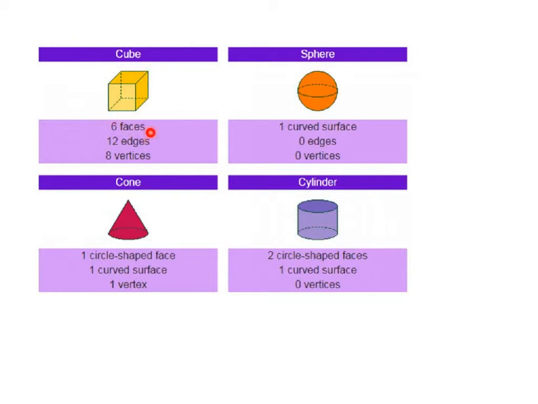And so once again, here's our cube. Then we have a sphere, which is like a ball. It's just one big curved space. Then we have a cone, where you have a circle for its base, and then it's curved all the way around with a point at the top. And then we have a cylinder, which has 2 circles with a curved face all the way around it.